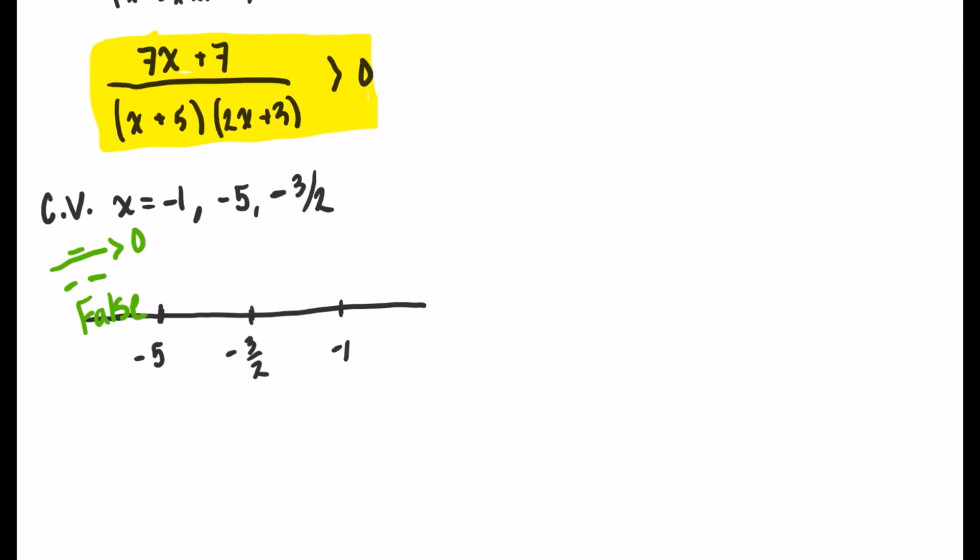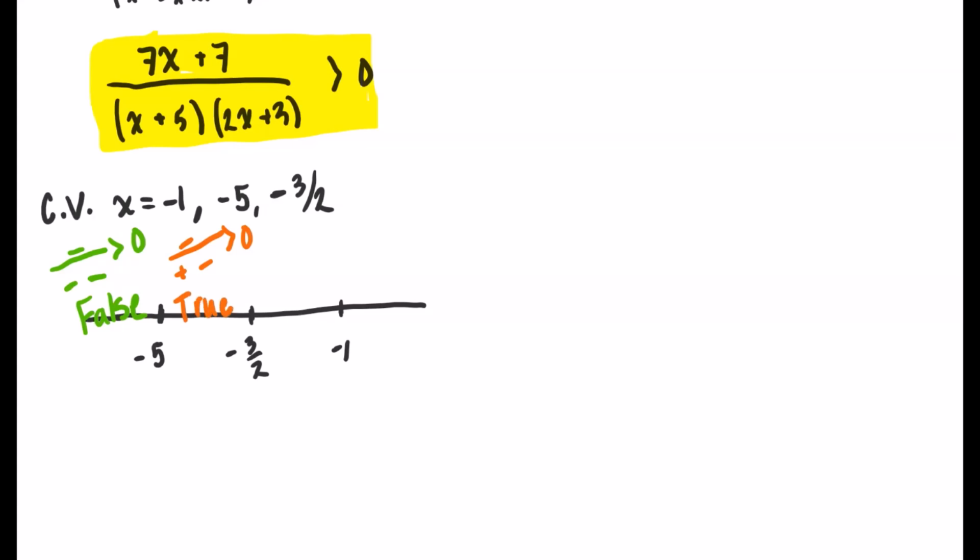Right, in between -1.5 and -5, maybe I'll do -4. So notice that I would get a negative divided by a positive times a negative. Well, is that going to be greater than 0? And the answer is yes. A negative divided by a negative is positive. So that's going to be a true. So this is going to be a solution region then.